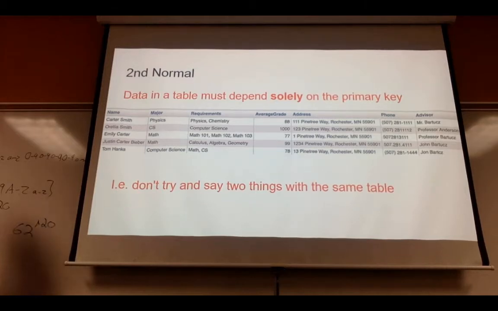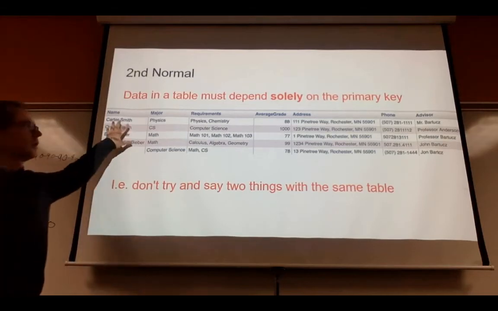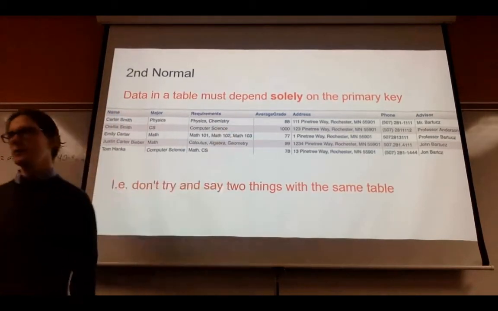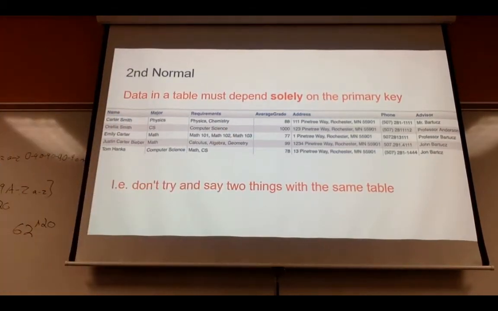TLDR, don't try and say two things with the same table. Don't try and say who the person is and what the requirements for their major are. Simple way to remember second normal: say one thing with each table. Logical breakup.